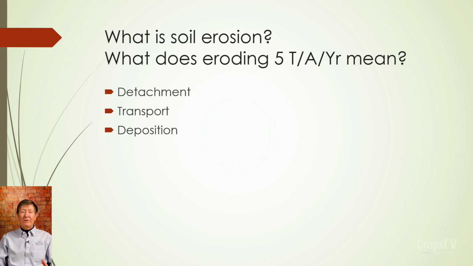I'm going to tell you, even though we've talked about soil erosion, you have no idea what it means when we tell you the soil is eroding, or your soil is eroding at 5 tons per acre per year. What does that mean? Where does that soil go? Is that soil that leaves the farm? Does it have to get to the river? Okay, remember there's processes: detachment, transport, and deposition.